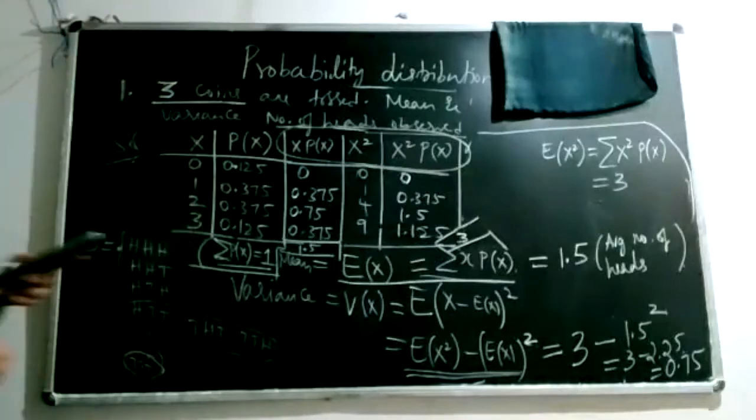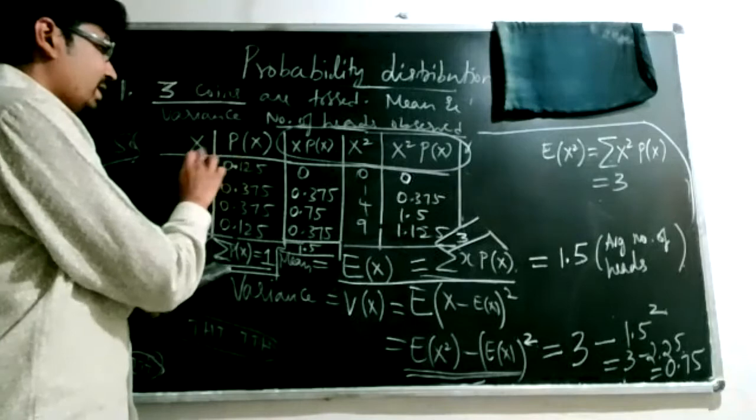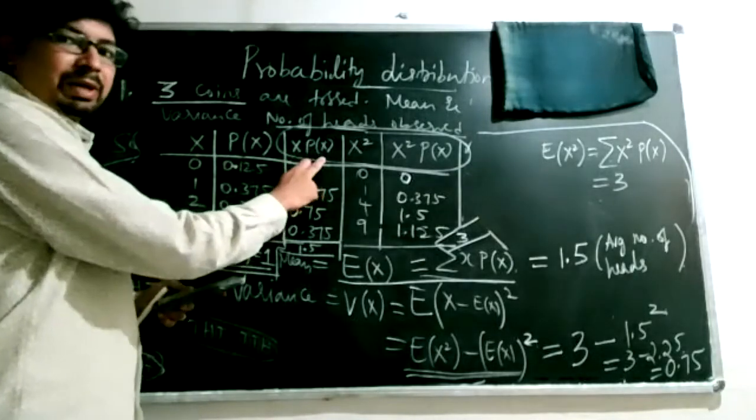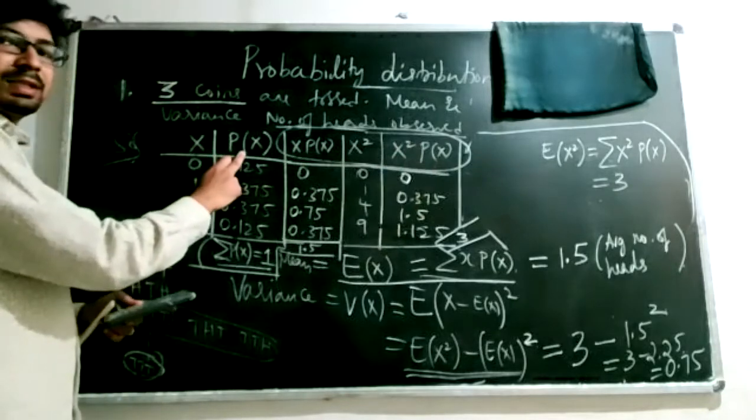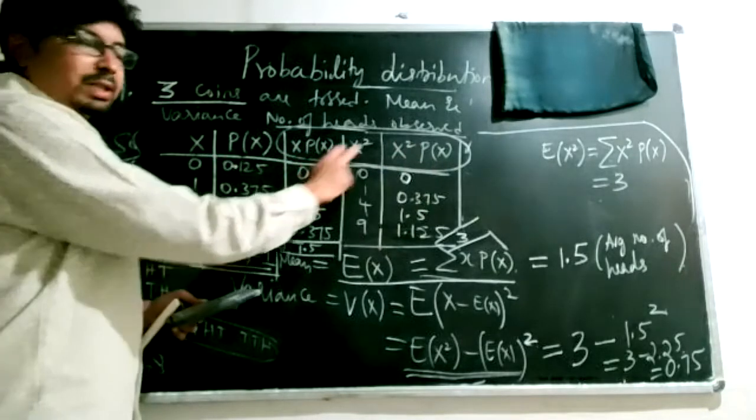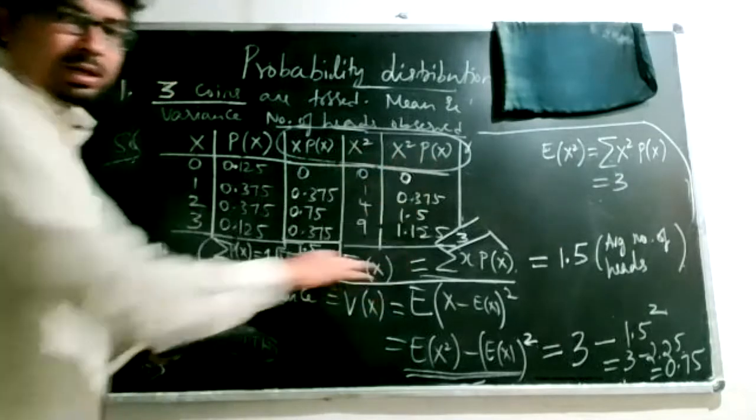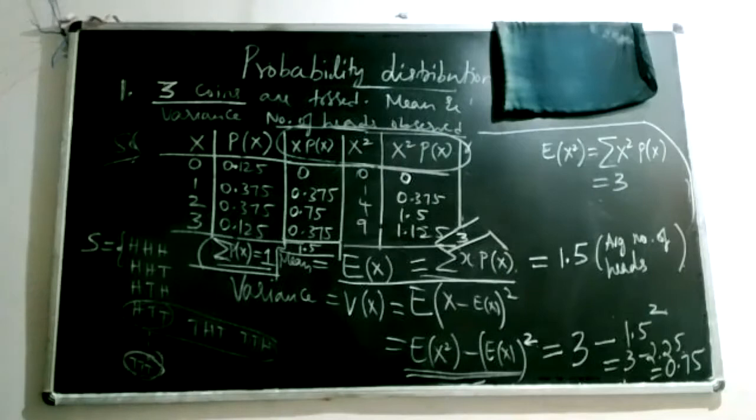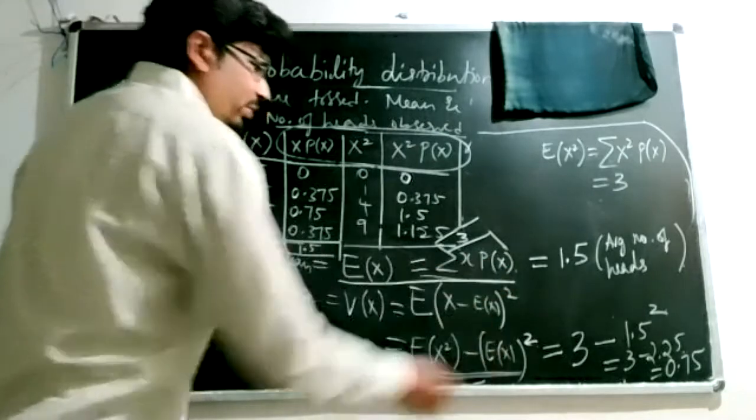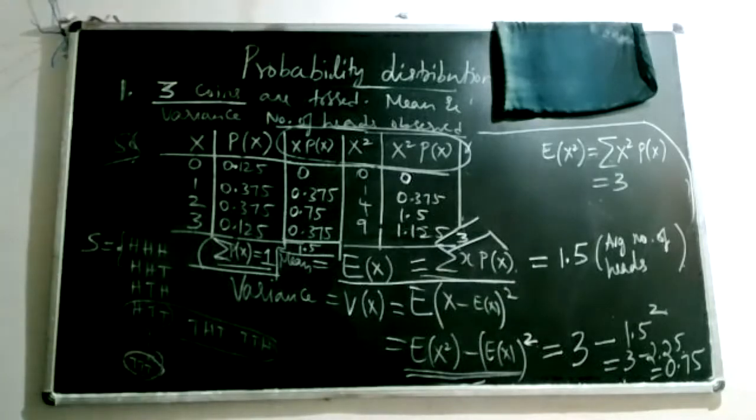Whenever you are given a frequency distribution, the procedure is the same. In case x and f are given, we'll compute f into x, x square, f into x square. In the same way, if x and px are given, we'll do px into x, x square, px into x square. Just the totals are sufficient to produce mean and variance. And because the total probability is 1, there is no division by total probability. So this is how we compute mean and variance for a probability distribution.